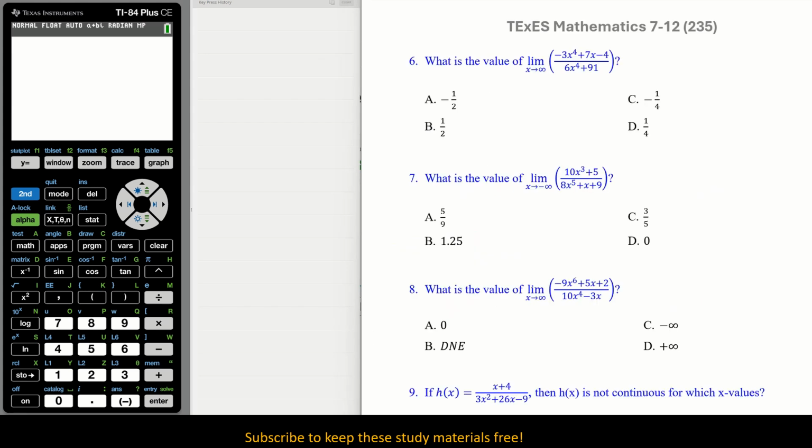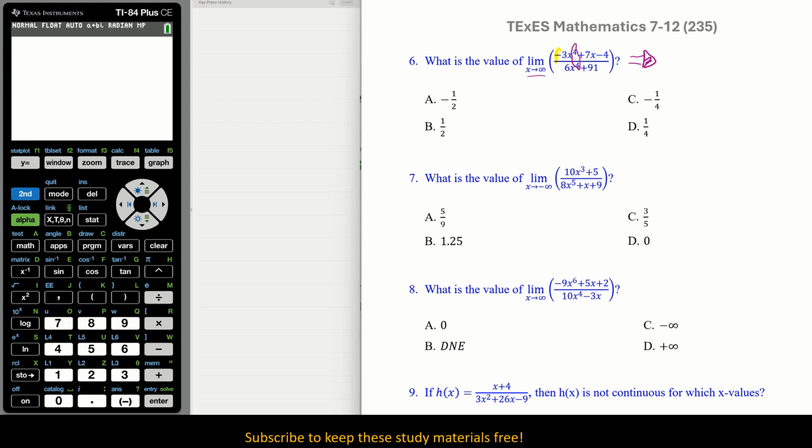Okay, number 6. What is the value of the limit? And this is as x goes to infinity. Okay, they give you your rational function. Well, we've noticed that our degrees are equal. Our n and m are equal. So in this case, this implies that we can take these leading coefficients.